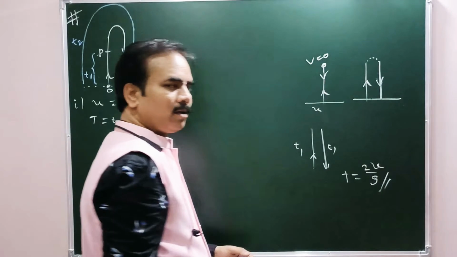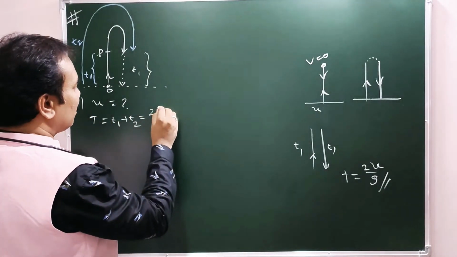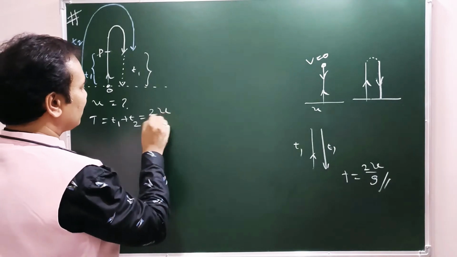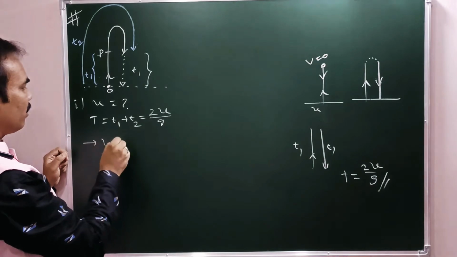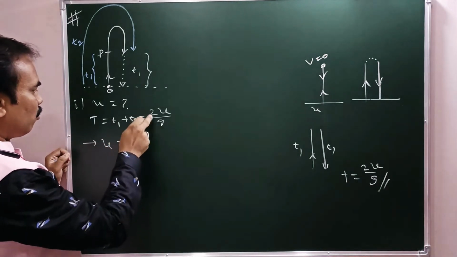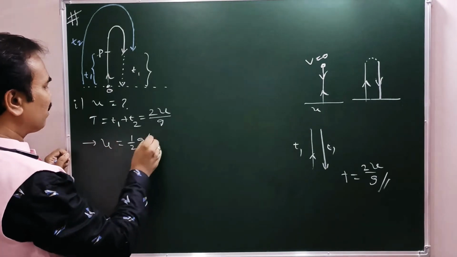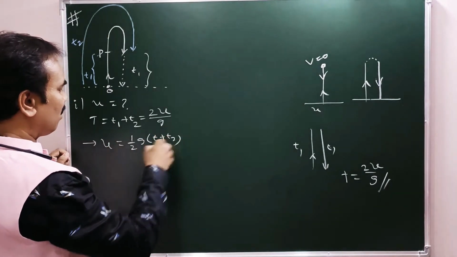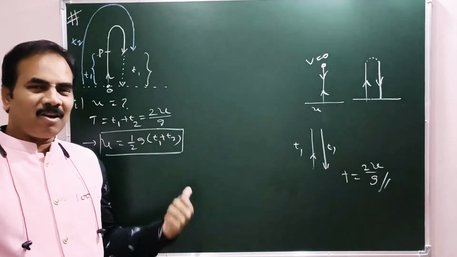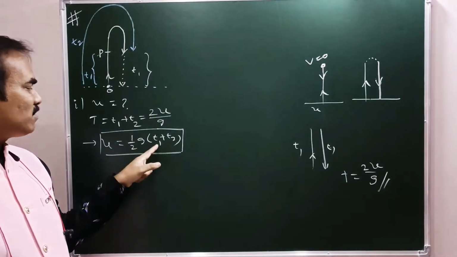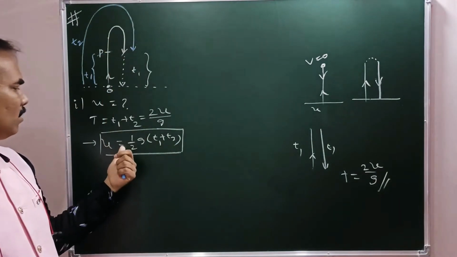Am I right? We came across it already. That is twice the velocity of projection by g. From which u can be written as u equal to g by 2 times (T1 plus T2), that is half g (T1 plus T2). This is the velocity of projection in terms of T1 and T2. Right? Number 1.